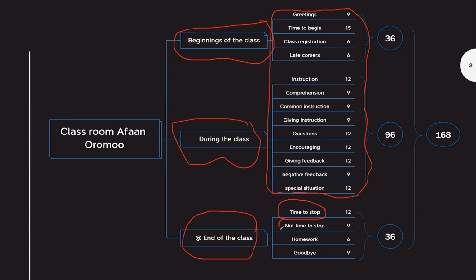And the other one is not time to stop. If it is not a time for students to get off the class, how we can use Afaan Oromoo. So I'm going to teach you these two parts for today's class, okay?